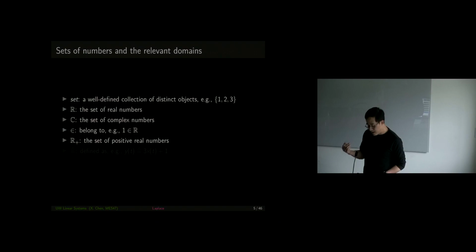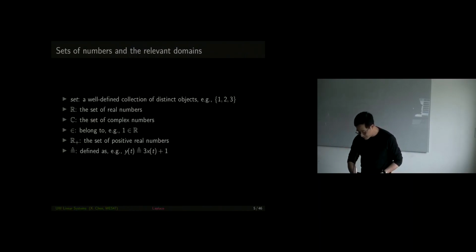And we say R plus is the set of positive real numbers. We add a plus to indicate it's a positive real number. And finally, when we use an equal sign with a triangle on top, we say "defined as". So if we say y equals 3x plus 1 with a triangle above the equal sign, then we're saying y is defined this way. So these are the basic sets that we work with in this class.